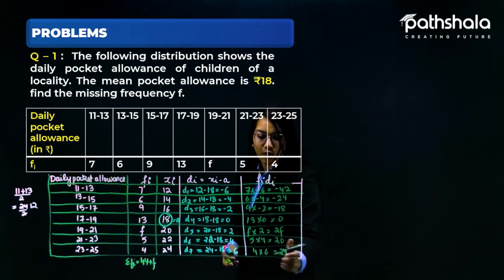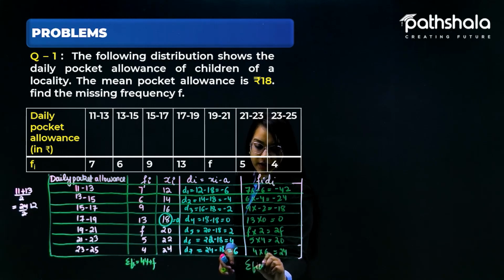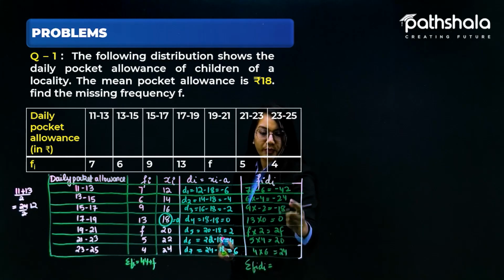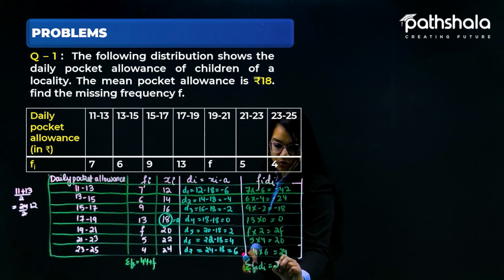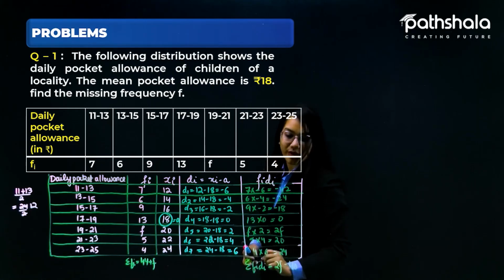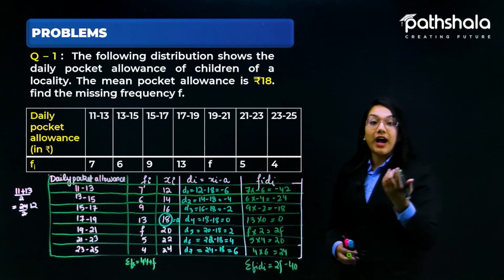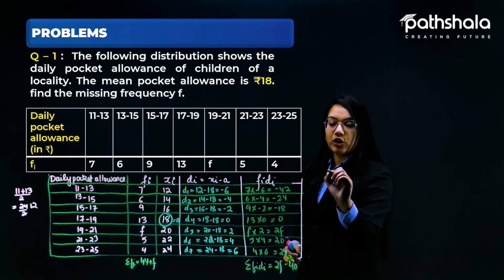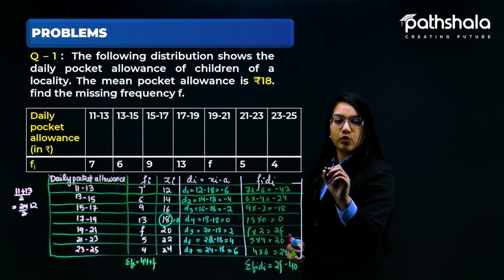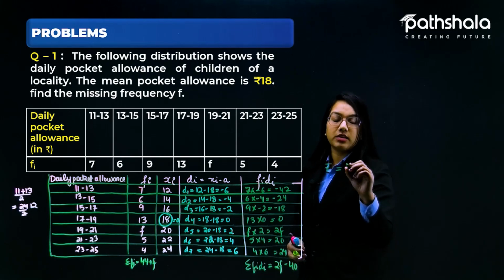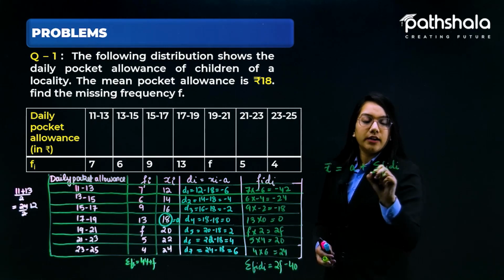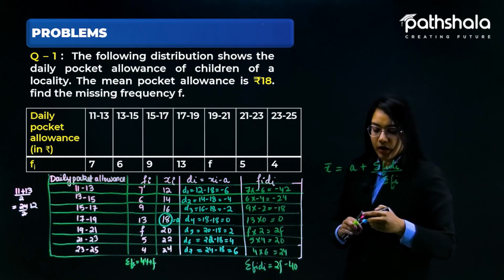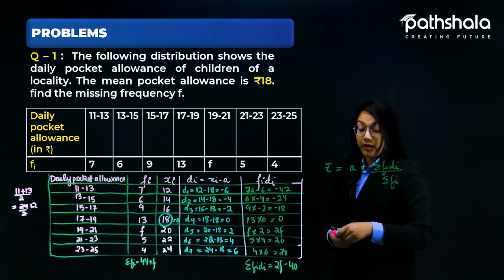Now, let's take the sum of all these. So, sigma FiDi should be equal to 2F, the 18 and 24 get cancelled with each other, minus 42, and we are getting the answer as 2F minus 40. 2F minus 40 is sigma FiDi. Now, let's calculate the value of F using the formula. We know that X bar is equal to A plus sigma FiDi divided by sigma Fi. So let's plug in all the values over here.